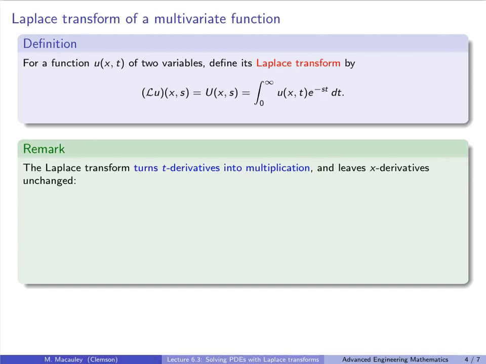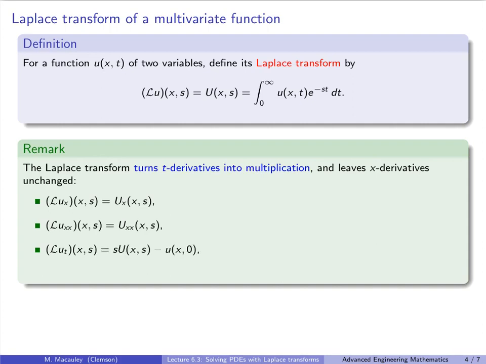Not surprisingly, the Laplace transform turns t derivatives into multiplication, and it leaves x derivatives unchanged. Let's start with x derivatives first. If we're taking the x derivative of a function, then we're just ignoring t, treating it like a constant. So the Laplace transform of the x derivative of u is just the x derivative of the Laplace transform. Similarly, if you take two derivatives, the Laplace transform of uxx is just the second x partial of the Laplace transform, capital U, and so forth.